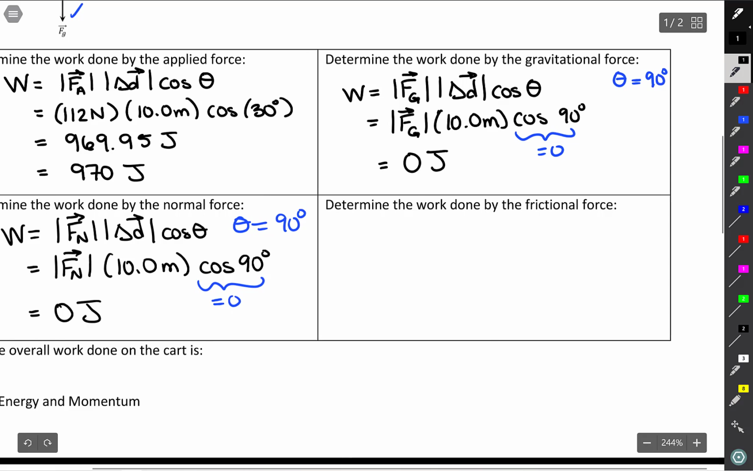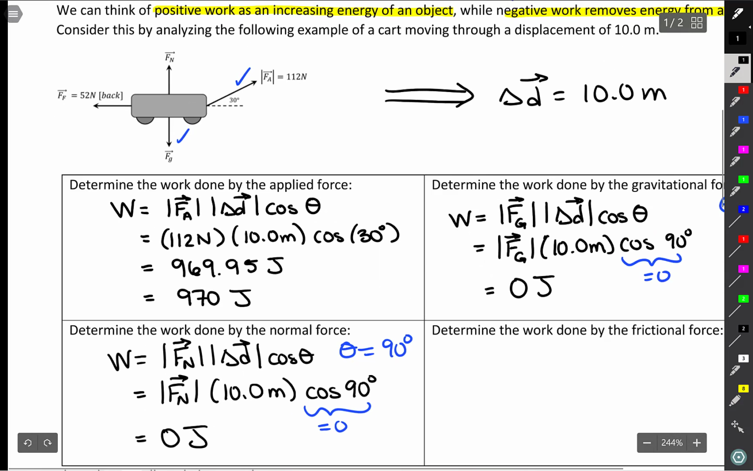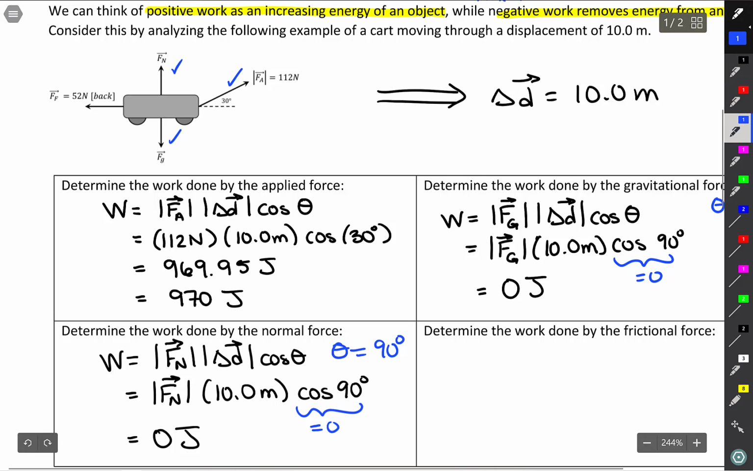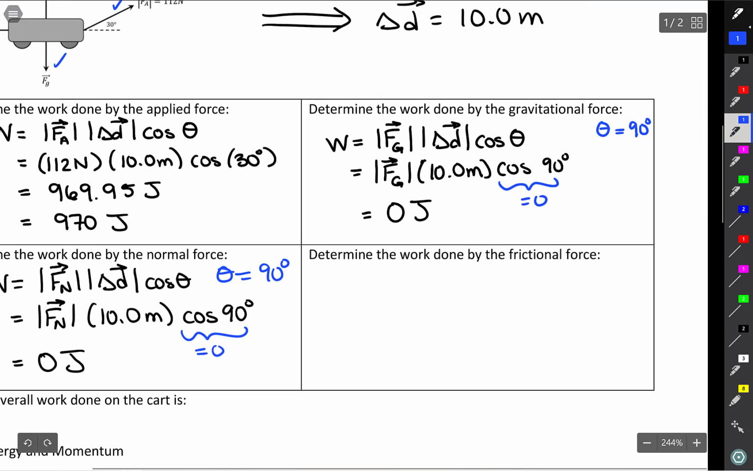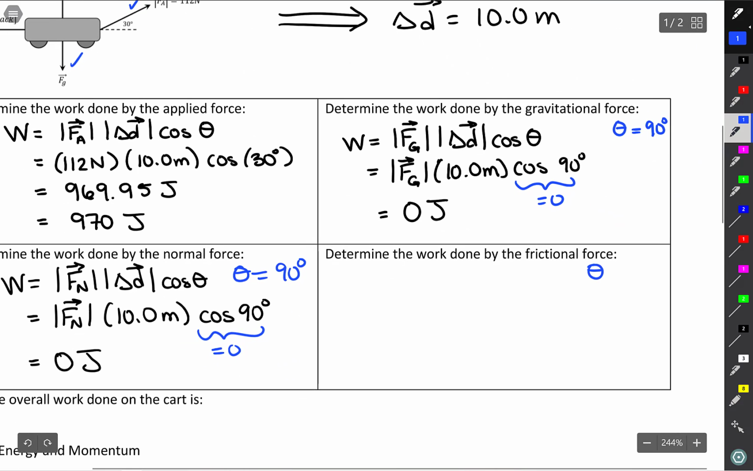Cool. So let's talk about the work done by the frictional force then. Now, if we think about the frictional force, displacement is towards the right, the frictional force is towards the left, which means that the angle that we're dealing with is 180 degrees. I'm just going to put up here theta is equal to 0 degrees, just so that we're consistent with our angles being labeled. So let's work through our equation.